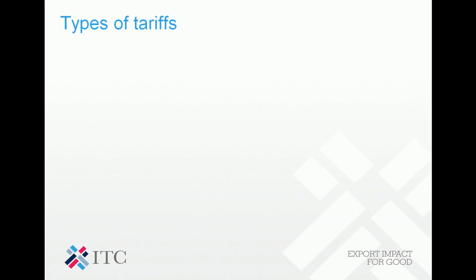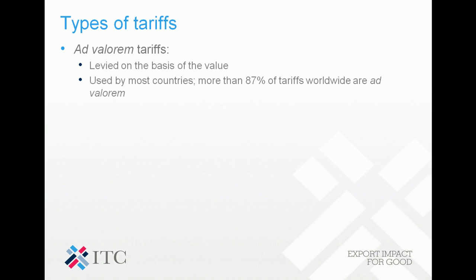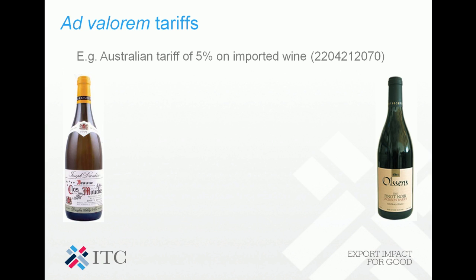When doing market access analysis with MAcMap, there are different types of tariffs you may encounter. The most frequent tariffs are ad valorem tariffs, which are levied on the basis of the value. They are used by most of the countries and make up around 87% of tariffs worldwide. For example, the Australian import tariff for wine is 5% for the HS code 2204212070.